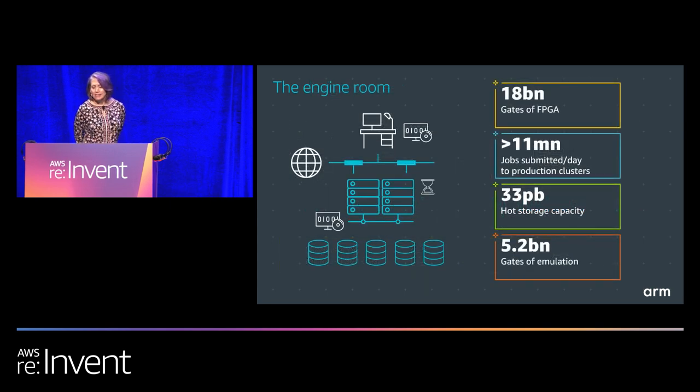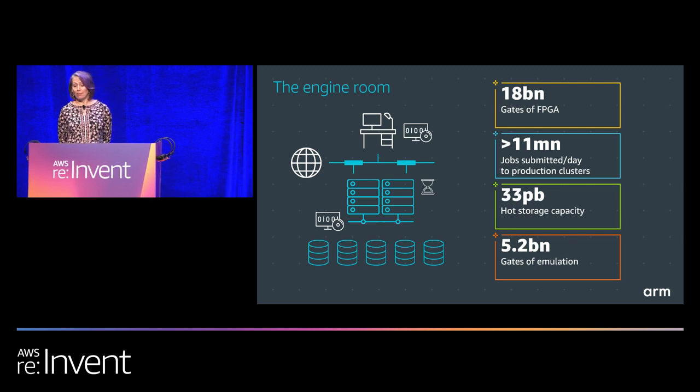We like to think of our engineering platform as the engine room of our design. This engine cranks out over 11 million jobs per day. Jobs like compilation, regression test runs, characterization, data analytics, and so forth. The jobs may be solely software-based, or they may require specialty equipment for fast prototyping and emulation of these integrated circuits. In the past, our engineering platform was hosted on-prem in 5 ARM-owned and operated data centers located across the globe. But today, that's changing.